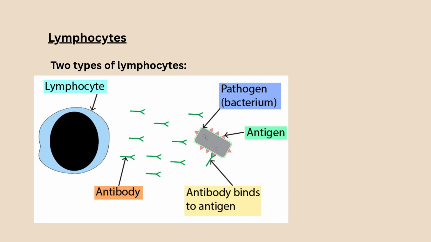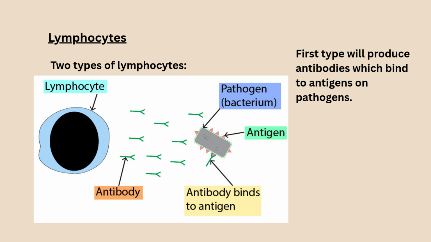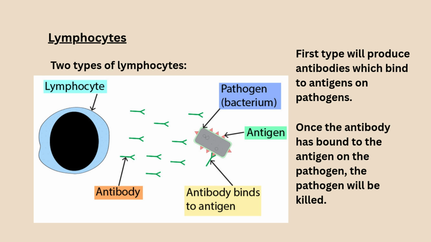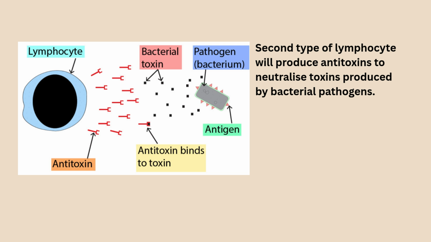There are two types of lymphocytes. The first type of lymphocyte will produce antibodies, which bind to the antigens on pathogens. Once the antibody has bound to the antigen, the pathogen will then be killed. The second type of lymphocyte will produce antitoxins to neutralize toxins produced by bacterial pathogens.